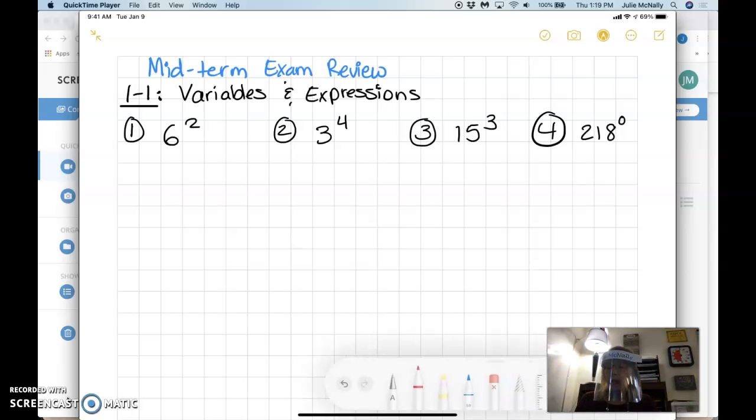Here we go. Section 1.1. We are going to skip most of section 1.1. That's where you take a sentence of words and you turn it into a math problem. I'm not going to put those on the exam, but I'm going to put some of these on the exam.